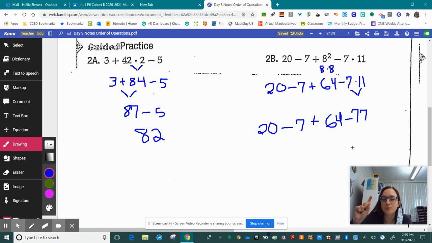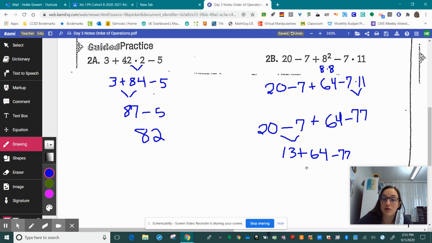From here, we have addition and subtraction. Well, we have to work our way left to right. We're at the same level, addition and subtraction, so we're going to work our way from left to right because that's all we have. So we're going to do our subtraction here first. 20 minus 7. We have 13. Bring down the plus, the 64, and the negative 77.